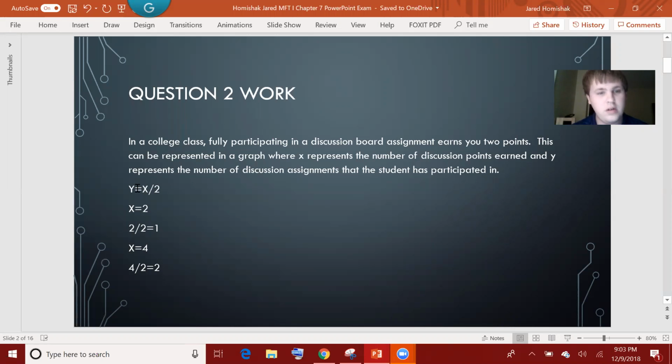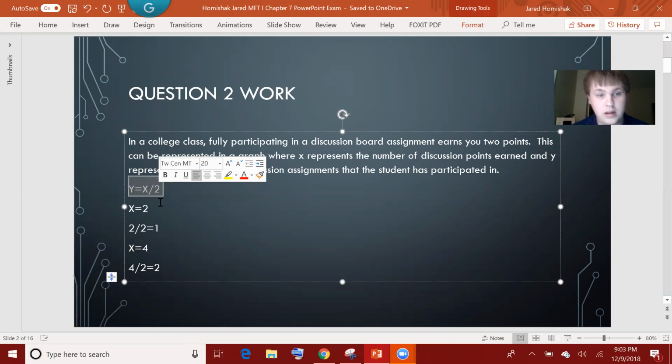So we know our equation is x over 2. So let's just plug in a couple values here and see what happens. First, let's start with 2. We just plug it in. 2 over 2, that is equal to 1. Then we can do it with another value. Let's do 4. So 4 over 2, well, that is equal to 2.